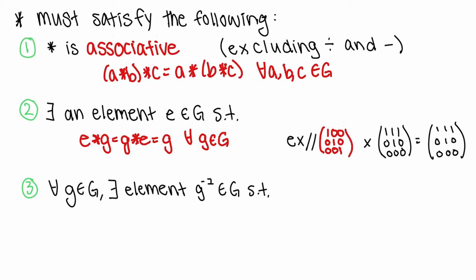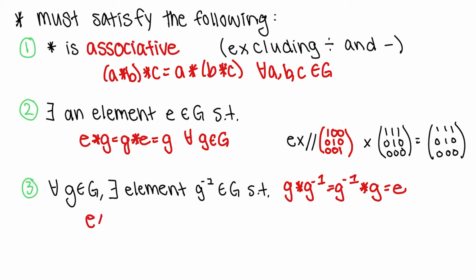Lastly, for a set to be a group, a set must contain an inverse for every element in the set. This means that for all g in G, or for all elements in the set, there must exist an inverse of those elements within G, such that g * g inverse is equal to g inverse * g, which you'll notice again is commutative. All of that is then equal to e, the identity.